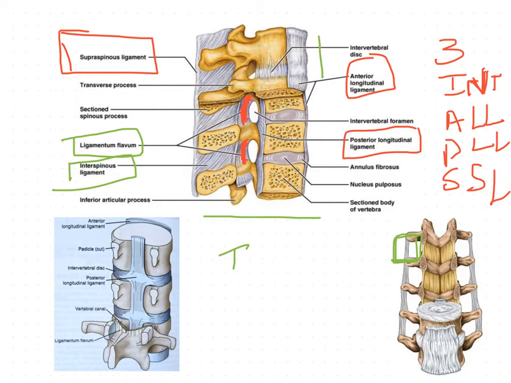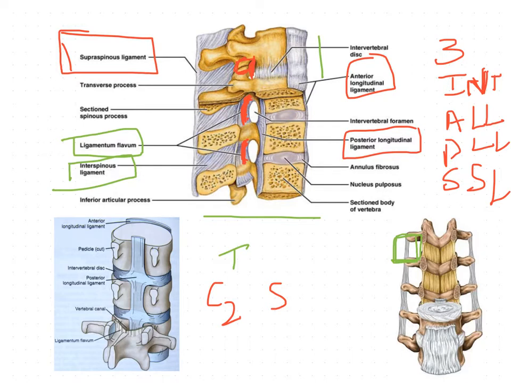The fibers of the ligament run within the canal from the second cervical vertebra to the sacrum, connecting the laminae of the adjacent vertebrae. Some of the fibers extend laterally to cover the articular capsules. For example, here we can find ligamentum flavum also. Some of the fibers extend laterally, which also fuses with the capsule of the zygapophyseal joints.